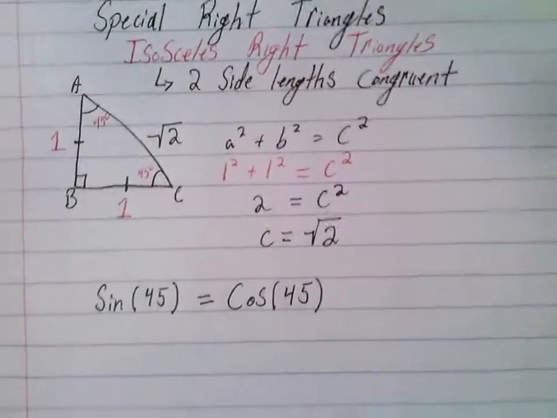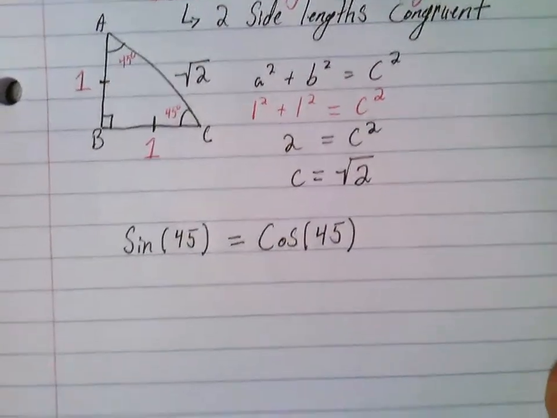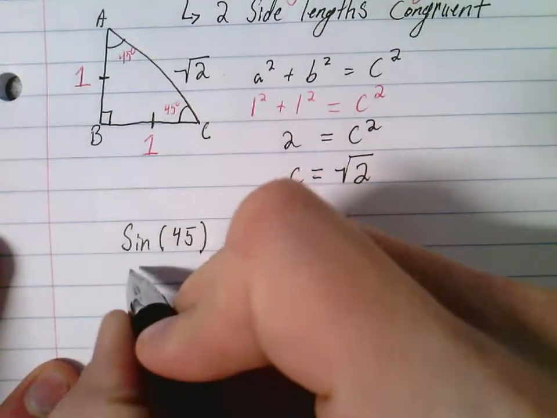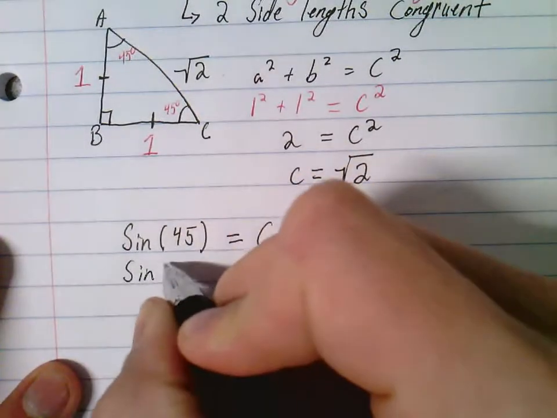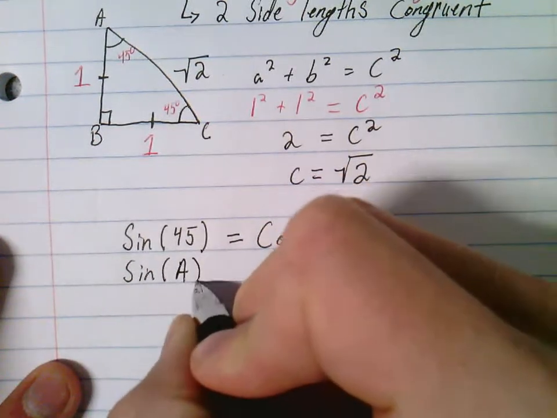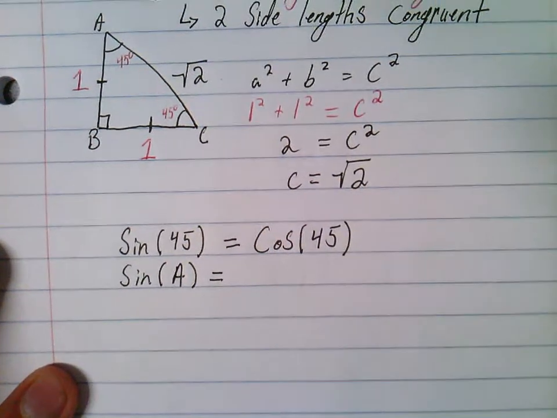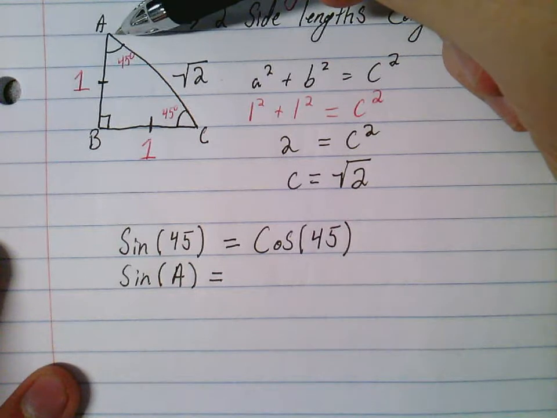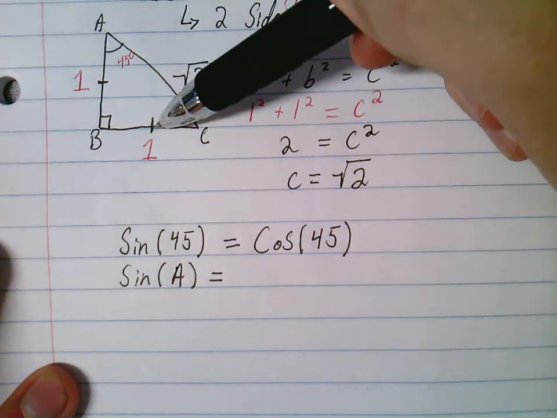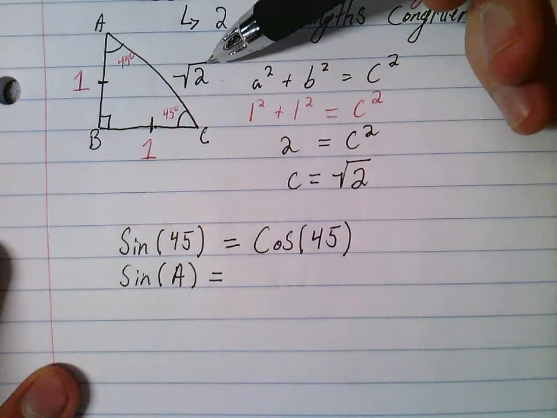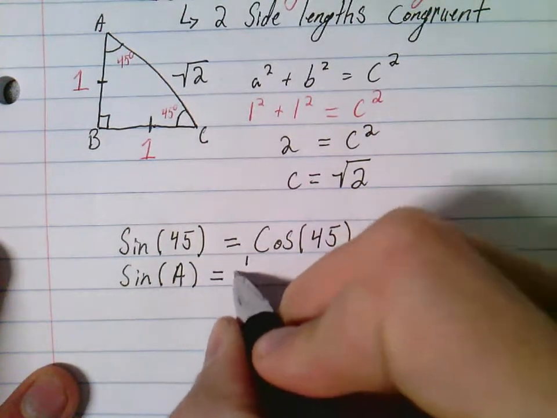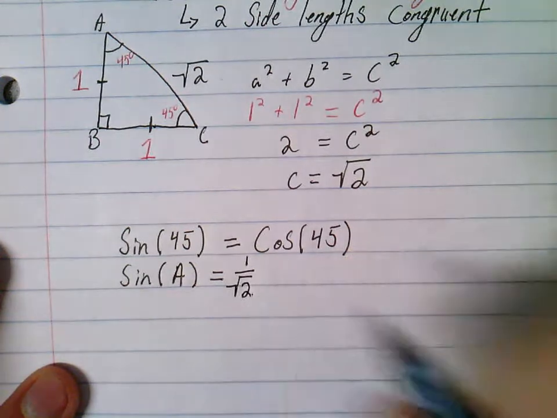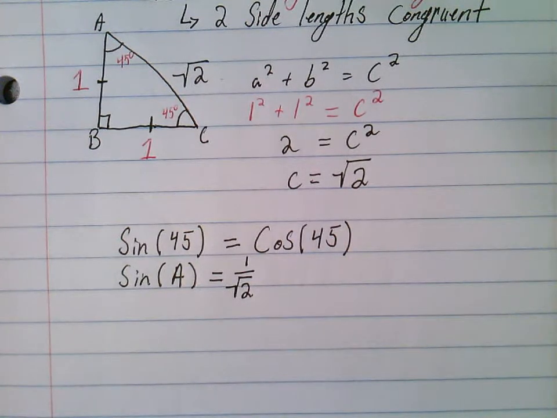Let's figure this out. Okay, let's prove it to ourselves. What is the sine of A? If I look at A, the sine of it will be opposite over hypotenuse. So we call this 1 over root 2. But we want to rationalize it, which means we don't like square roots in the bottom.